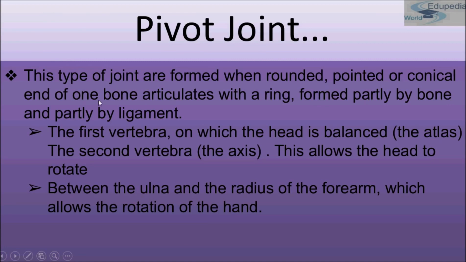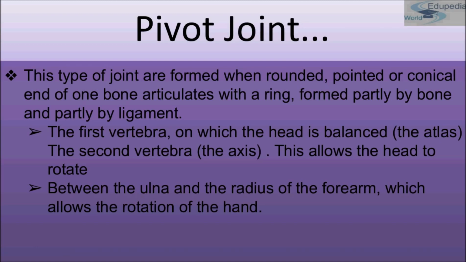or conical end of one bone articulates with a ring formed partly by bone and partly by ligament. The first vertebra of the spine, on which the head is balanced, is known as the atlas, and the second vertebra is known as the axis. So this is a joint between the first vertebra and the second vertebra, and this allows the head to rotate.